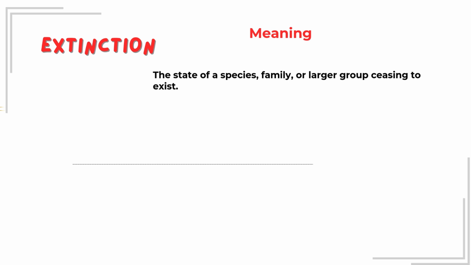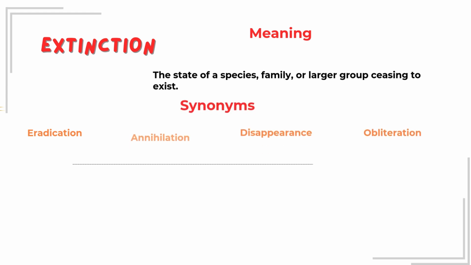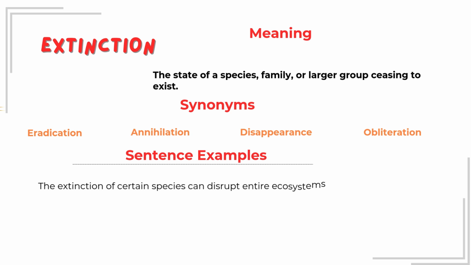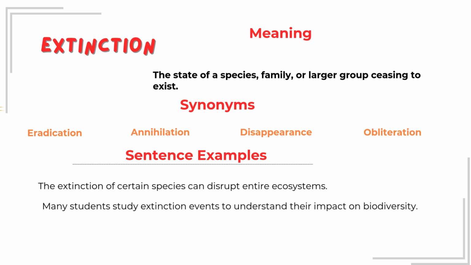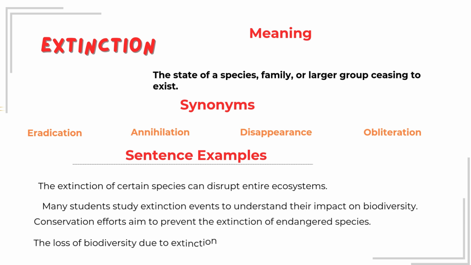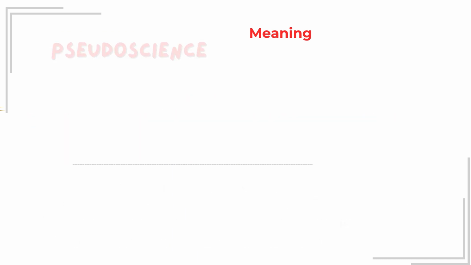Extinction. The state of a species, family, or larger group ceasing to exist. Eradication. Annihilation. Disappearance. Obliteration. The extinction of certain species can disrupt entire ecosystems. Many students study extinction events to understand their impact on biodiversity. Conservation efforts aim to prevent the extinction of endangered species. The loss of biodiversity due to extinction poses significant challenges for ecosystems.